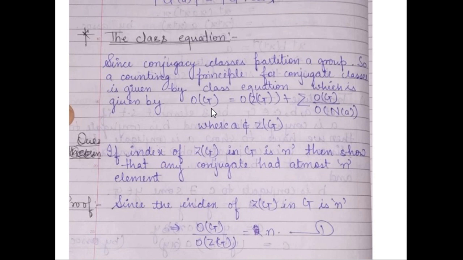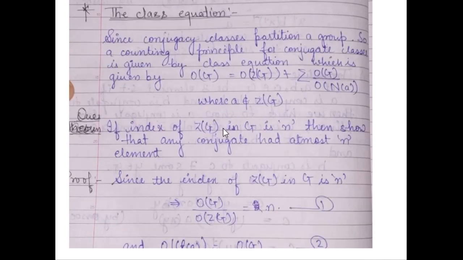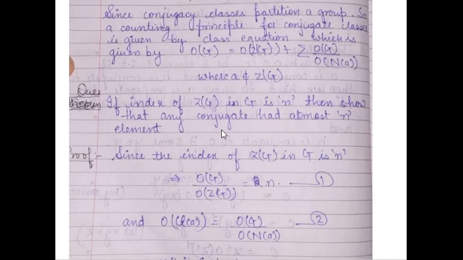That is, the order of the group will be equal to the order of the center of the group plus, where A does not belong to the center, the summation of order of G upon order of N(A), where N(A) is the normalizer or centralizer in group G. All these things we have already discussed in the previous lectures, so you will be able to understand it very easily. Now we are going to do some exercises, some questions over these relations.